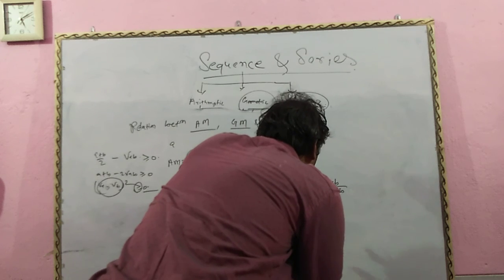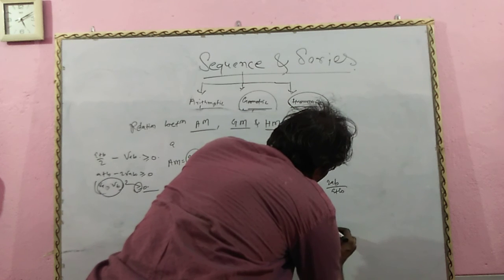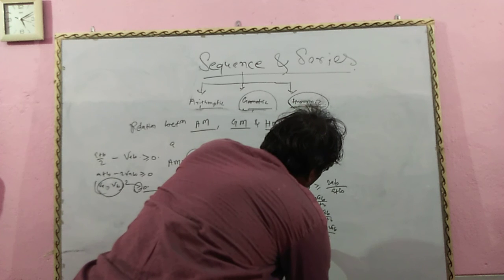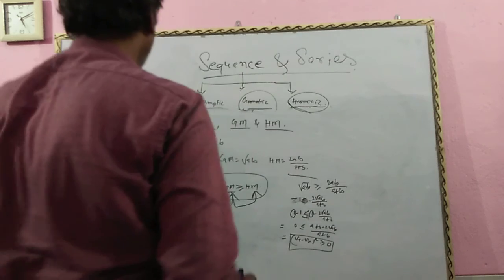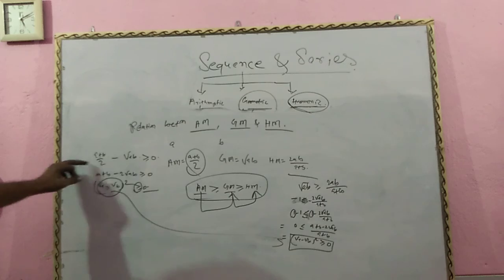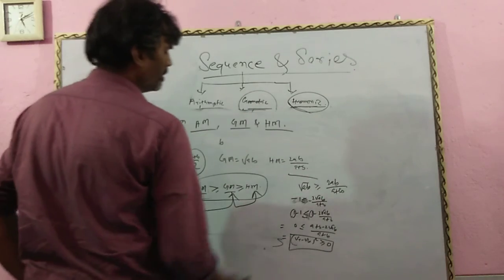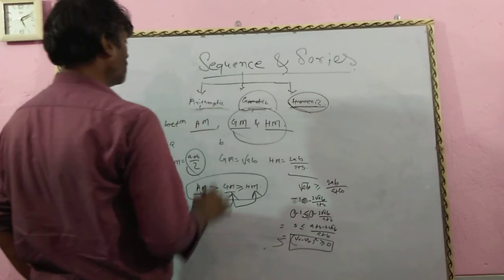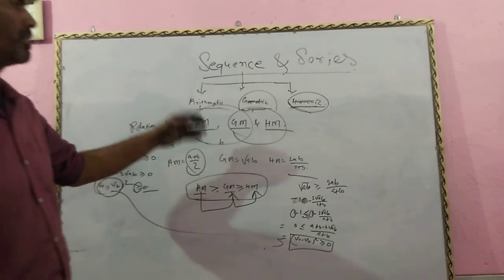Means 0 is greater than or equal to A plus B minus twice root AB upon A plus B, means root A minus root B whole square is greater than or equal to 0. The same case arises which we discovered while proving arithmetic mean is greater than or equal to geometric mean. Same thing has come. So the geometric mean will always be greater than or equal to harmonic mean, and arithmetic mean will always be greater than or equal to geometric mean. Okay, this is a very important relation.